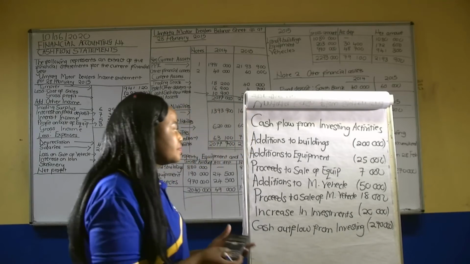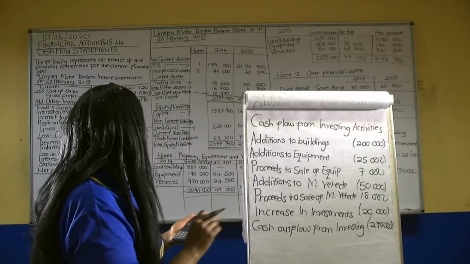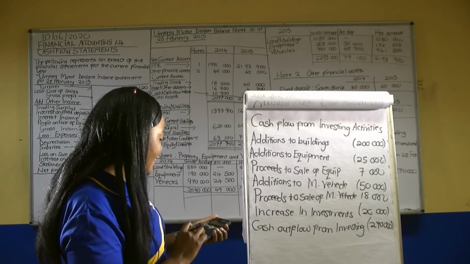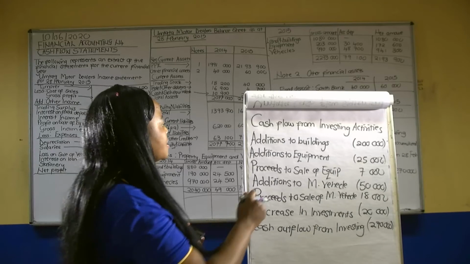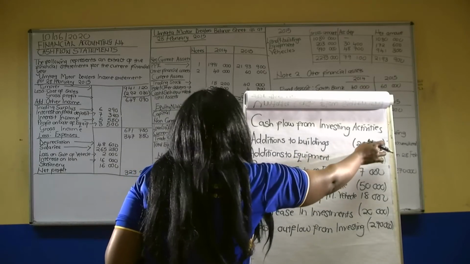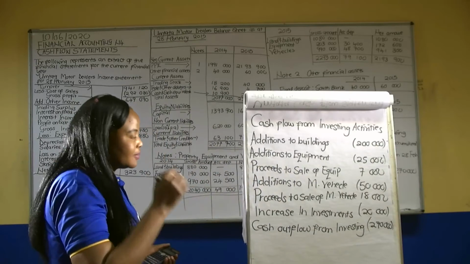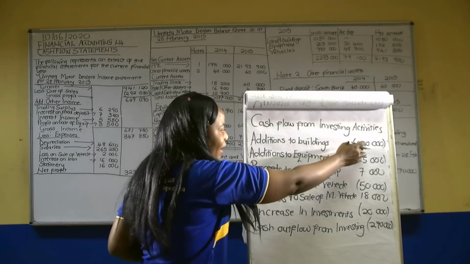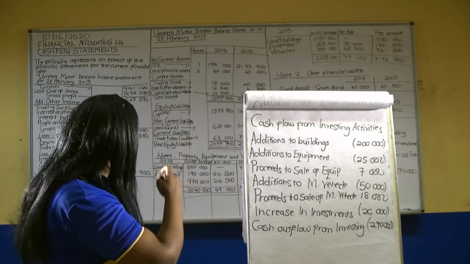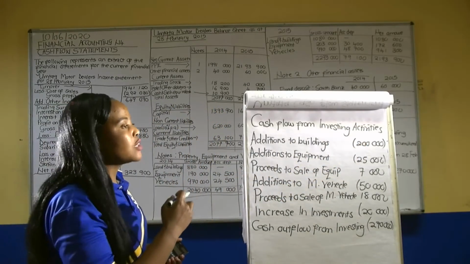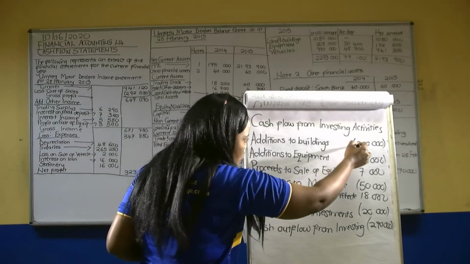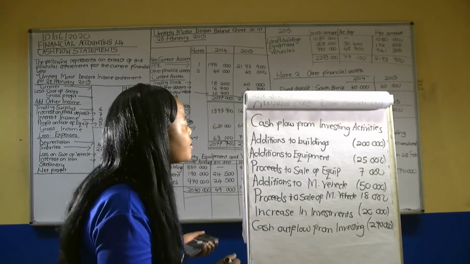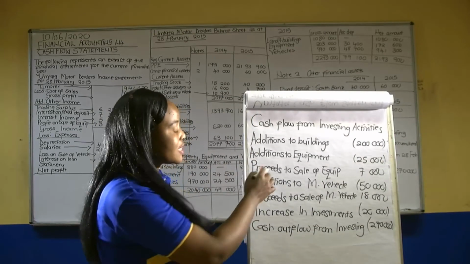So you just have to separate. 1,080 minus 880, you will discover that it will give you 200,000. It means that Mthatha Motor Dealers actually purchased new buildings worth 200,000, because from your notes it shows that the building figure has increased. I placed this 200,000 in brackets to show that it was a purchase.